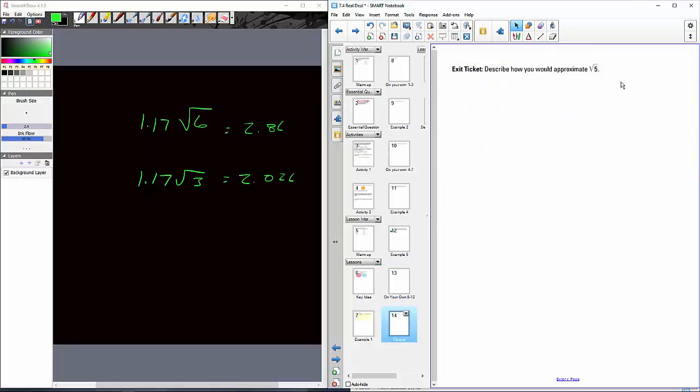Finally, it says, how do you describe the approximate square root of 5? Well, it's between 2 and 3, really close to the 2, so like 2.1.